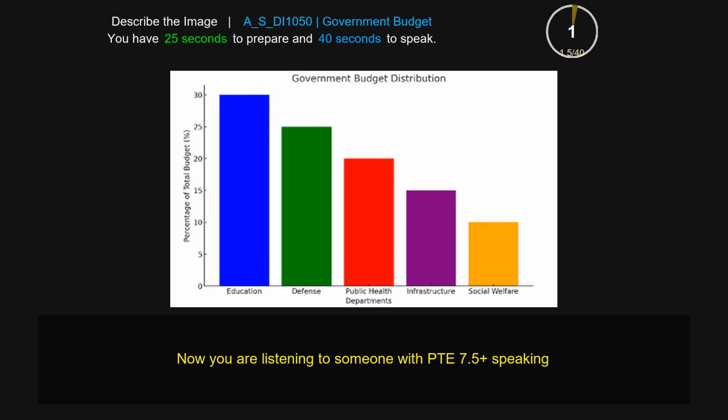This image is mainly about government budget. Firstly, the highest values of this image are 15, 20, 25, and 30. Secondly, the lowest values of this image are 0, 5, and 10. Moreover, it gives information about education, defense, and public health department, and it gives information about infrastructure and social welfare. Lastly, it shows the different types of color, the highest and lowest values. I think it is enough.